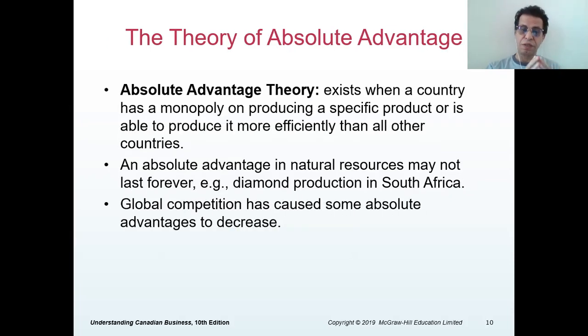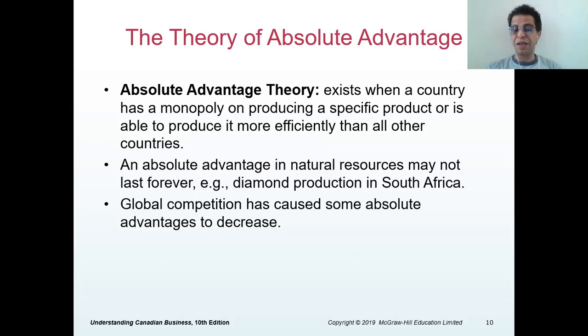Here is the absolute advantage. Absolute advantage exists when a country has a monopoly on producing a specific product or is able to produce it more efficiently than all other countries. And we have very good examples: South Africa in diamond production, and Saudi Arabia, which is considered to be the bank of oil also. These two countries have an absolute advantage in this field.